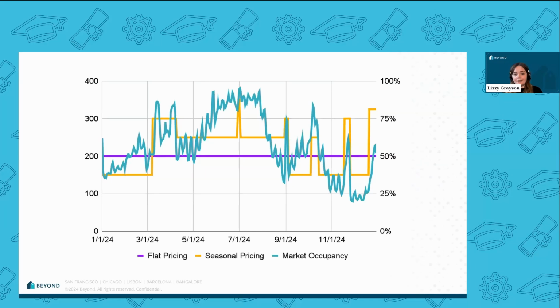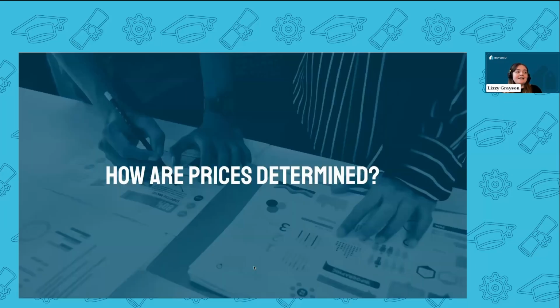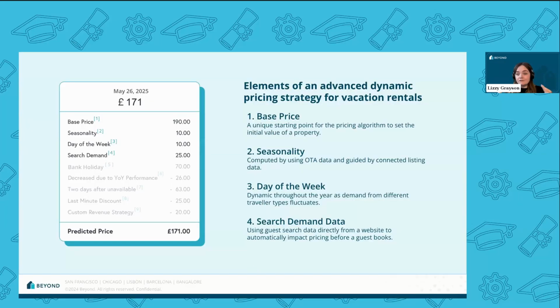But there's a lot that's going on in the background. So maybe we can show how these prices are determined in order to get to the final rates we're seeing. So what I've got here is a particular date. We've got May 26th, 2025, and we can see the final rate at the top is coming in at £171. But what we can see on the left-hand side is there are various different factors being accounted for in order for us to come to that final predicted price. So let's have a look at how they're built.